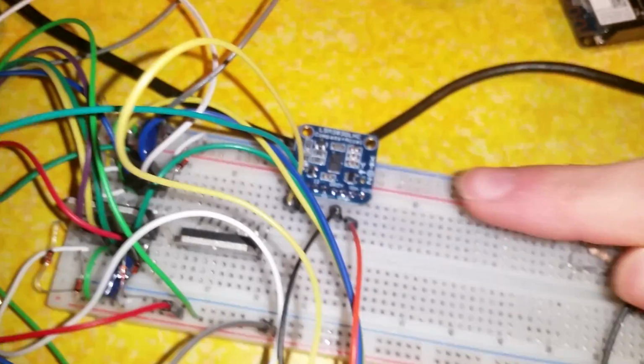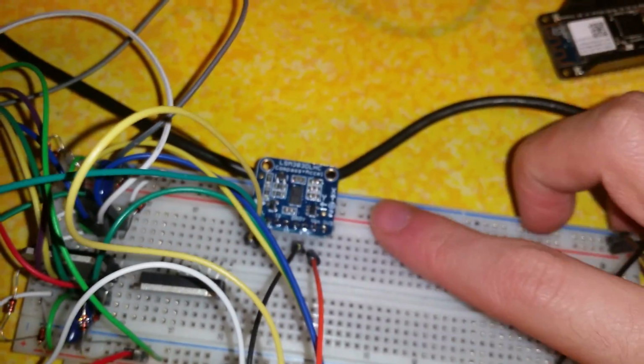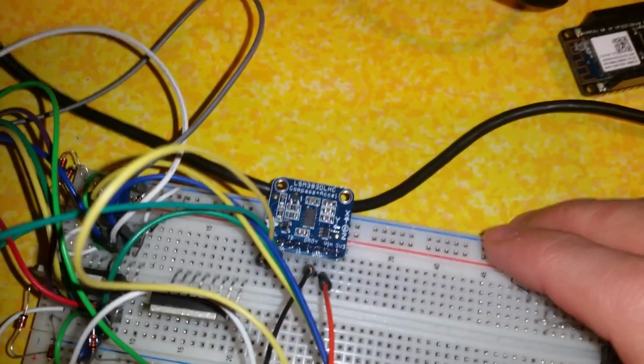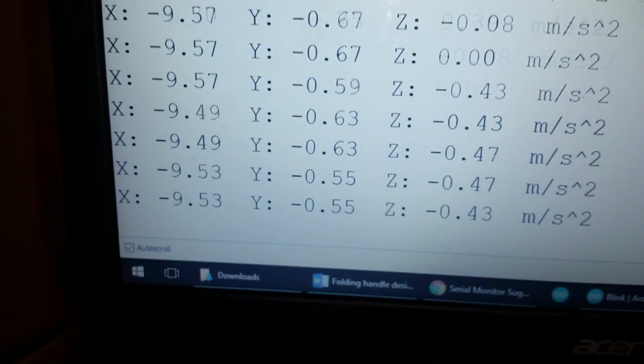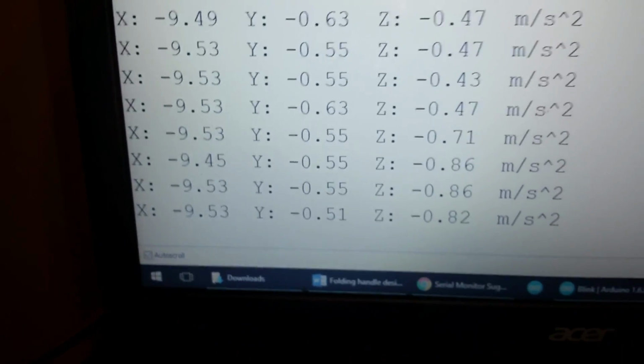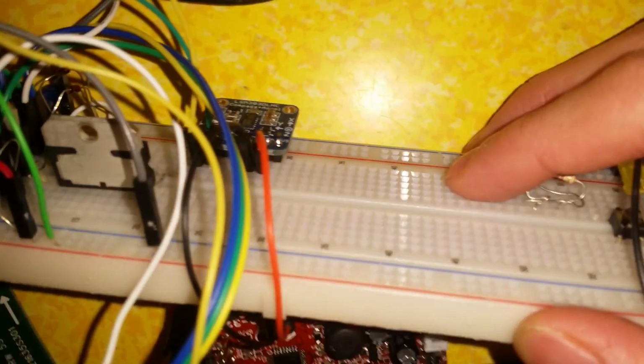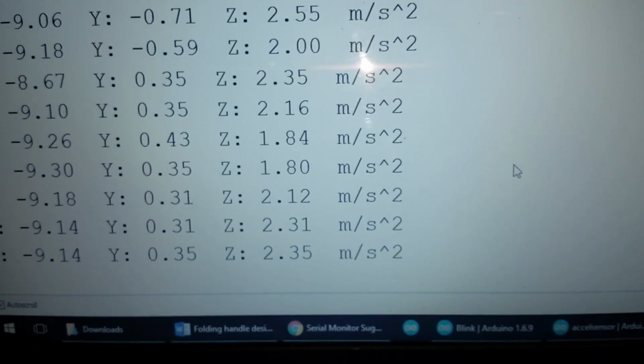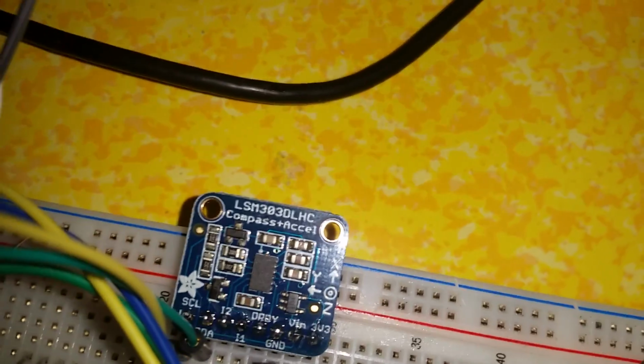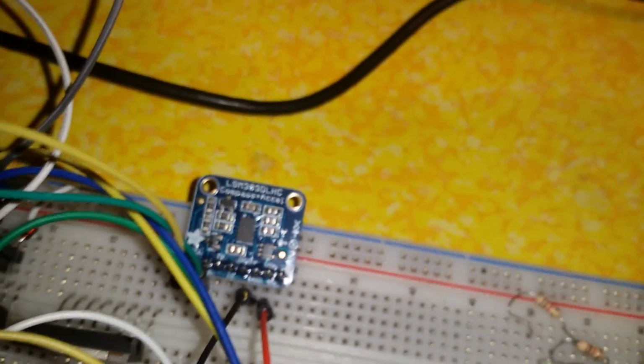So if I moved X in such a way that gravity is now acting on X, I should see that X has now around 9.8. So gravity is now acting on X, and Z should ideally be 0. We're getting close to 0, we aren't perfect. And Y, which is acting that way, if acceleration is now on Y, I should get 9.8 on the Y axis. So that's around 10.